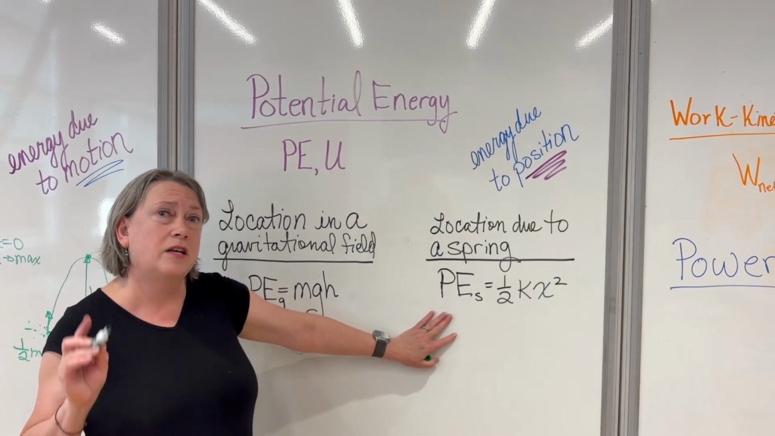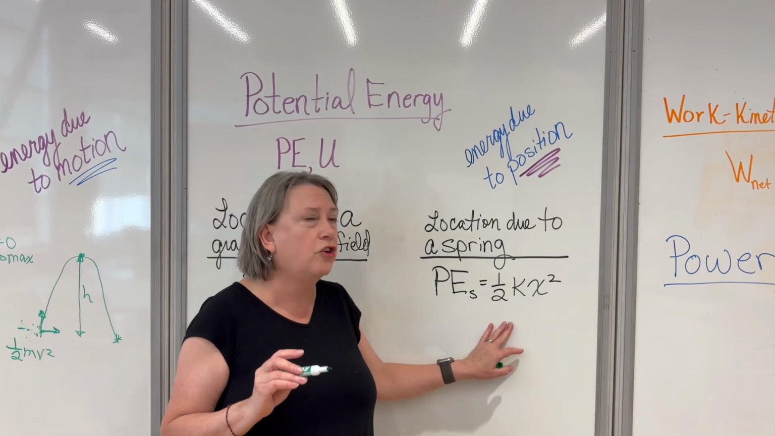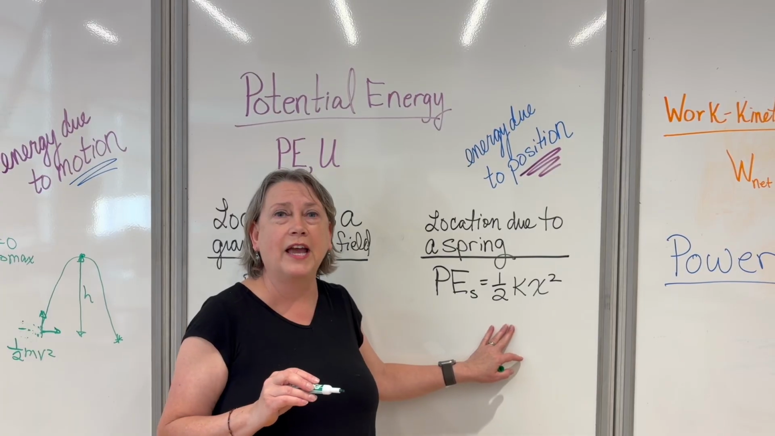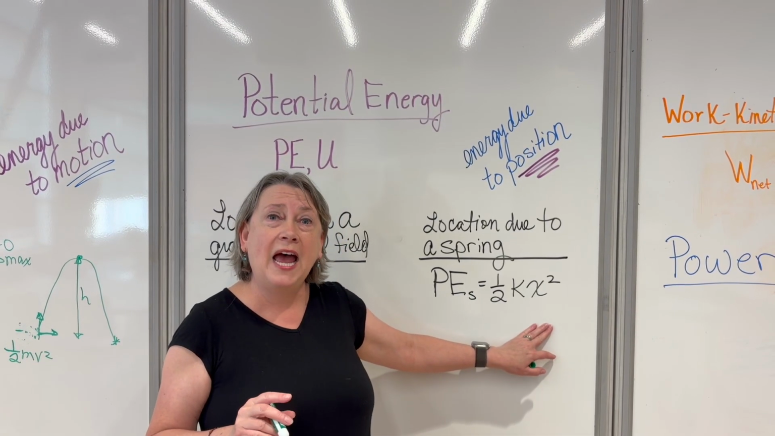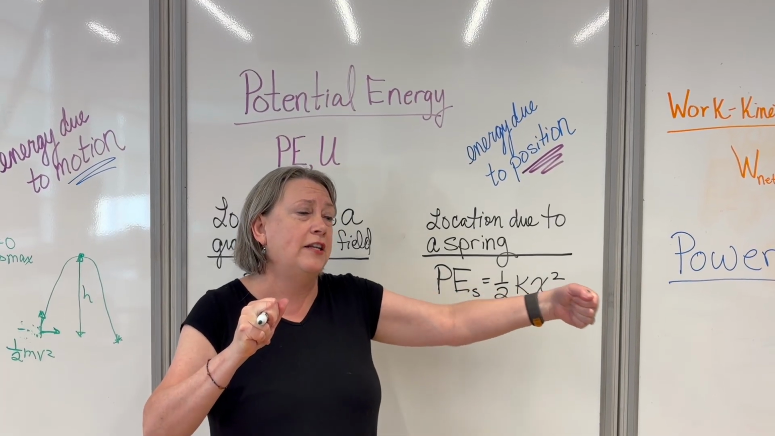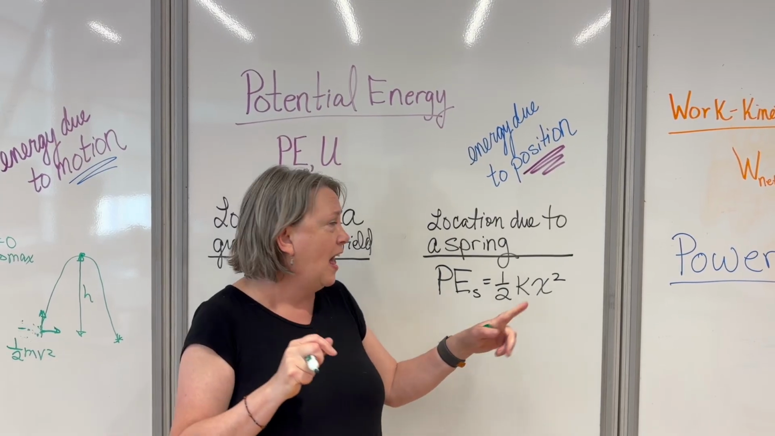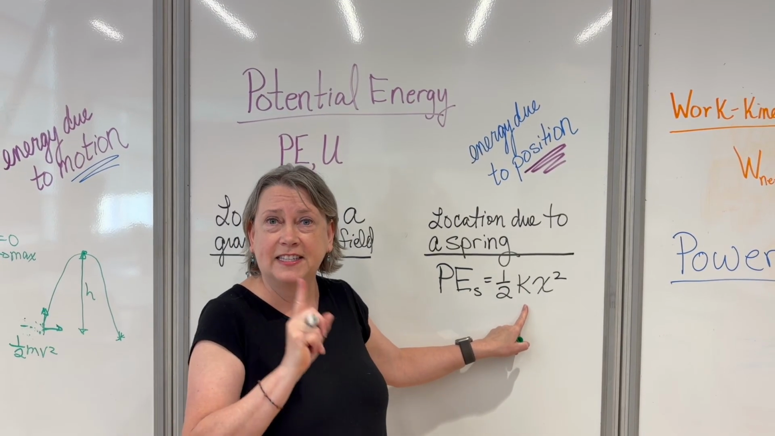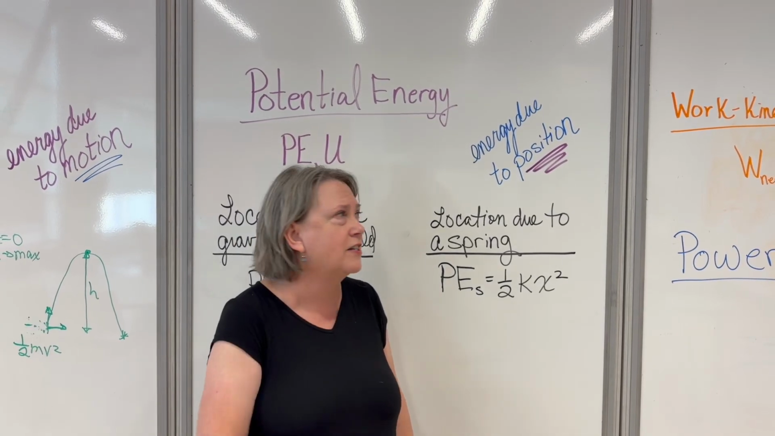The second type of potential energy we will look at is potential energy in a spring, and we calculate that using 1/2 kx squared, where x is how far the spring has been either stretched or compressed from equilibrium. And the k is the exact same k that we used in Hooke's law from a previous chapter.